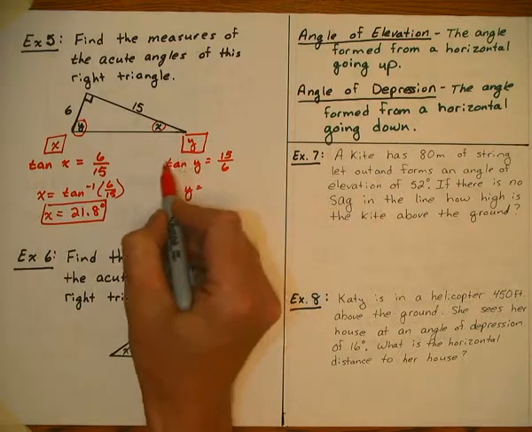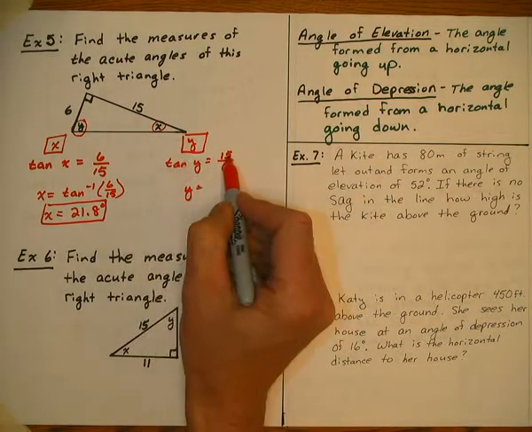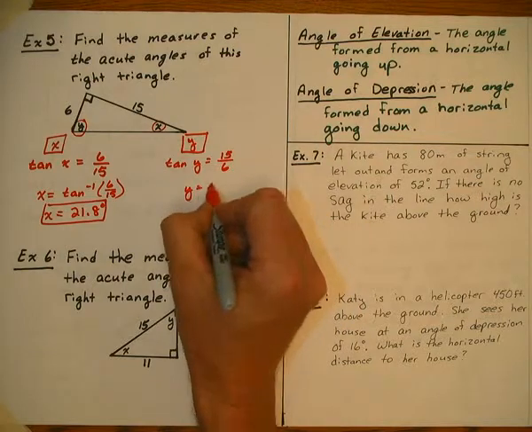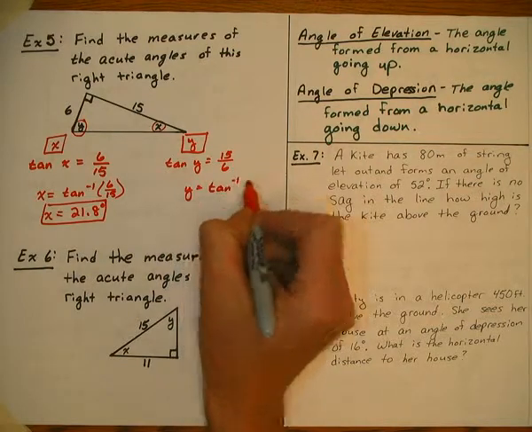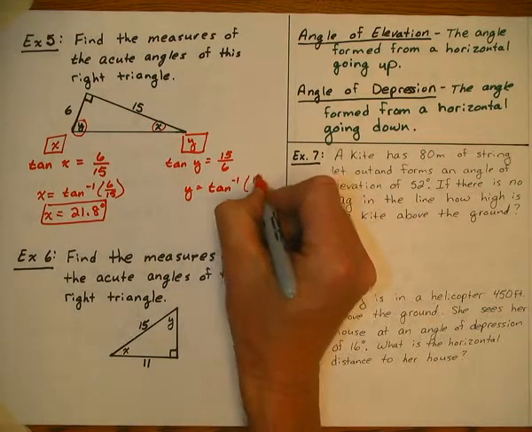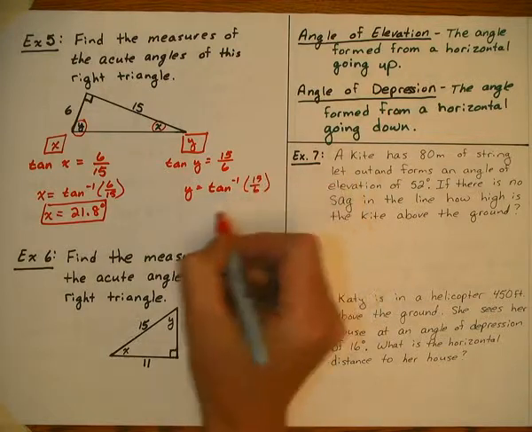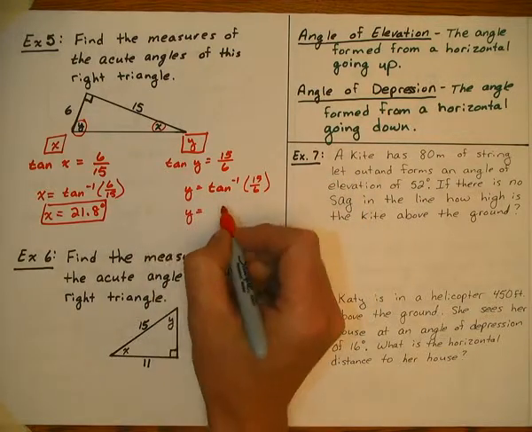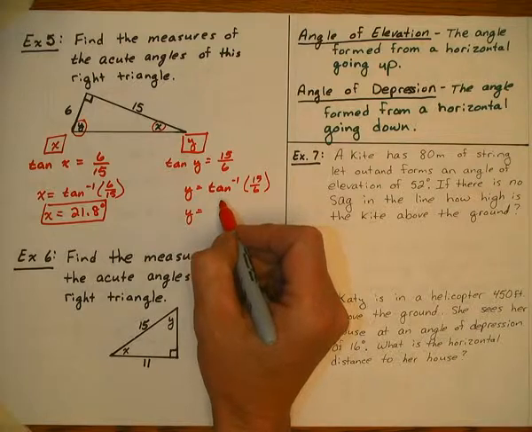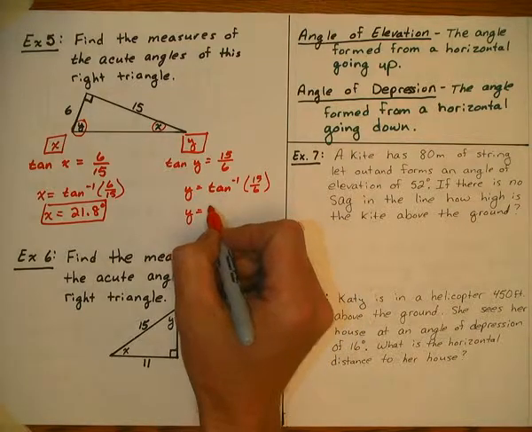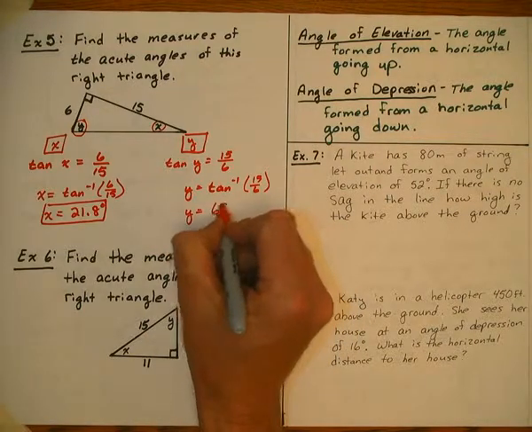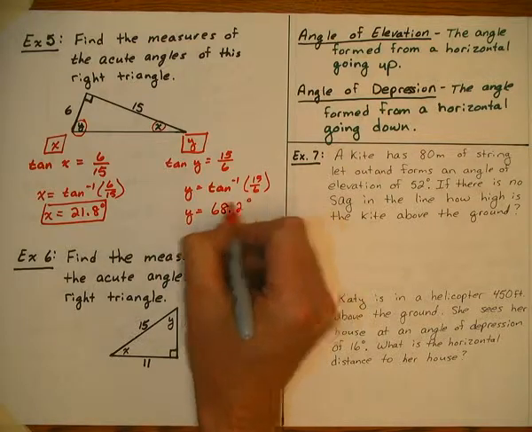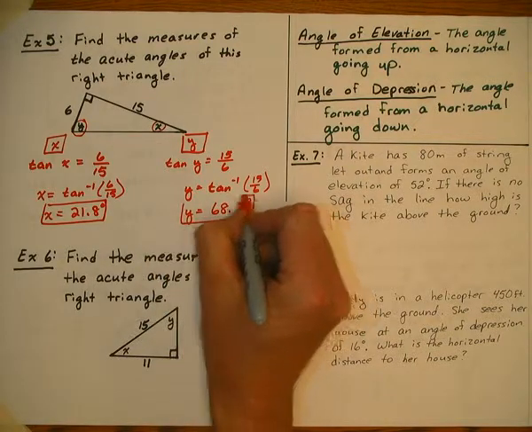Got to separate this tangent portion of our function. By moving it to the other side, it becomes tangent inverse of 15 over 6. And once again, when you put that into your calculator, you're going to come out with 68.2 degrees.